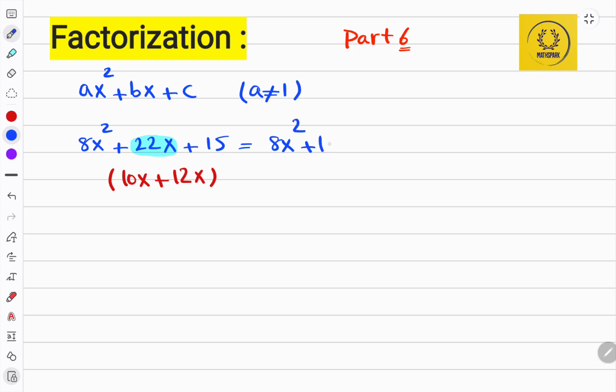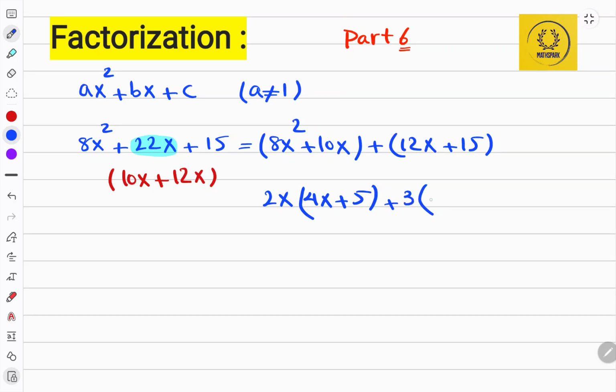with 10x and then group 12x with 15. And now for this expression, 2x is a common factor, so I'm gonna factor out 2x. If we factor out 2x, we are left with 4x plus 5. And about this expression, the common factor is 3, so factor out 3. The remaining part is 4x plus 5.